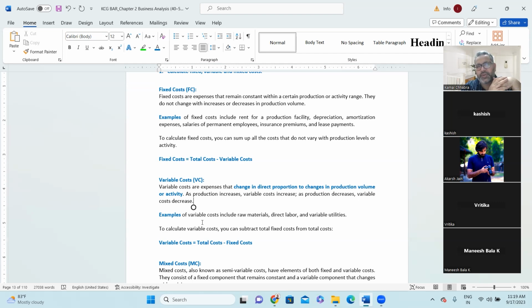As of now, we have just finished the fixed cost concept, but yeah, your point is right. We need to look at both the things parallelly. So fixed cost and variable cost to understand the overall concept.